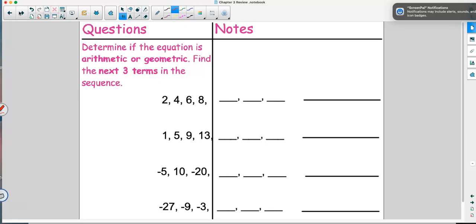Next, determine if the equation is arithmetic or geometric. Find the next 3 terms in the sequence. So look at what's happening. It's going up by 2. Since it is plusing, that means it is arithmetic. Because arithmetic is plus or minus. Geometric is times, or what looks like divide, but we times by a fraction.